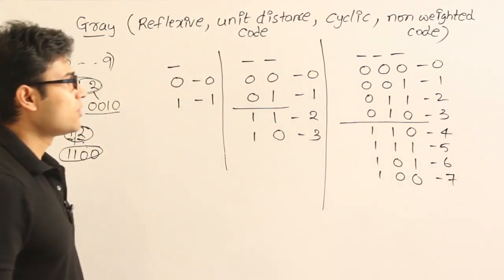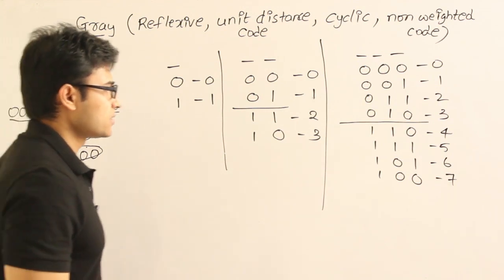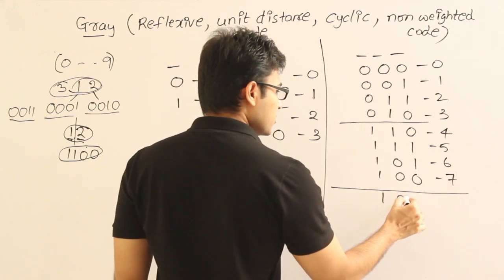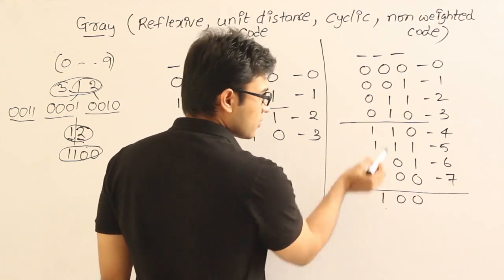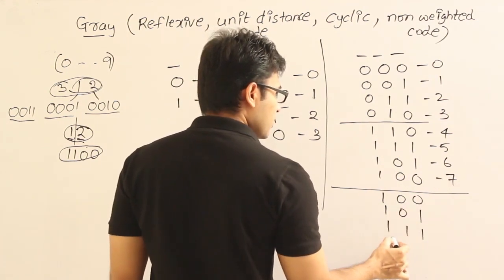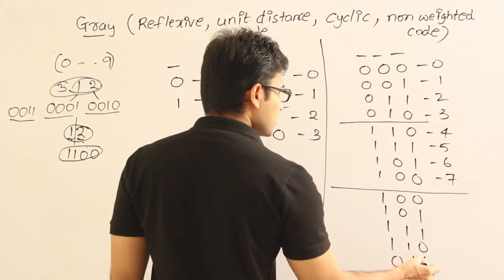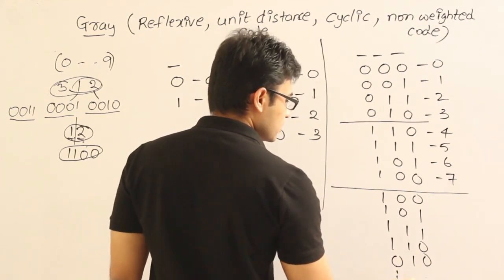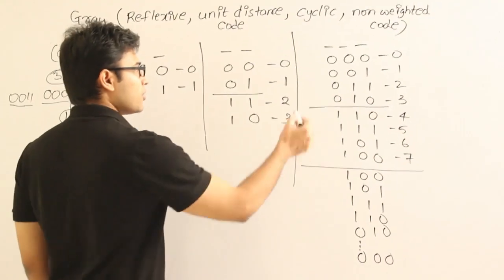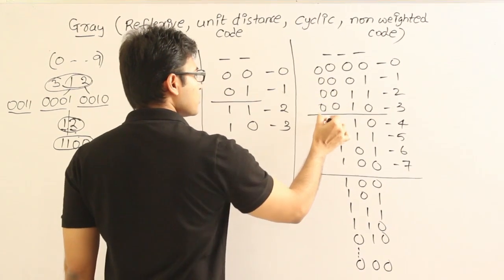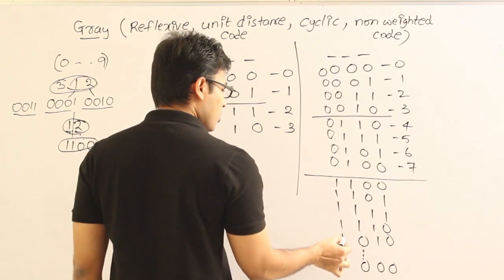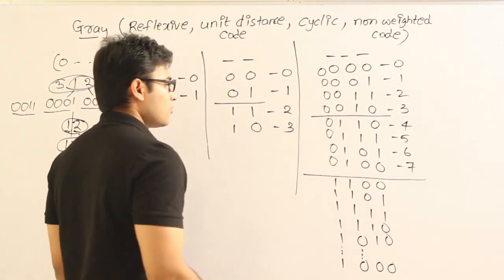Got it? Now if you want to do it for 4 bits, simply put a mirror here and take the reflex of this. What does it mean? I'm just taking the reflex of all these 8: 100, 101, 111, 110, 010, and so on, 000. You can fill it. I'm just taking the reflection of that, and to the upper half we put all zeros so that they form 4 bits, and to the lower half I put all ones so that we get 4 bits.